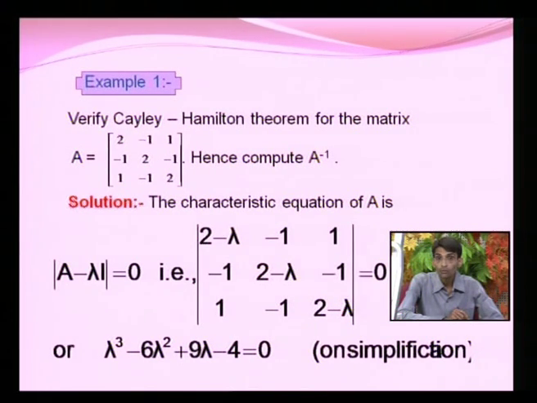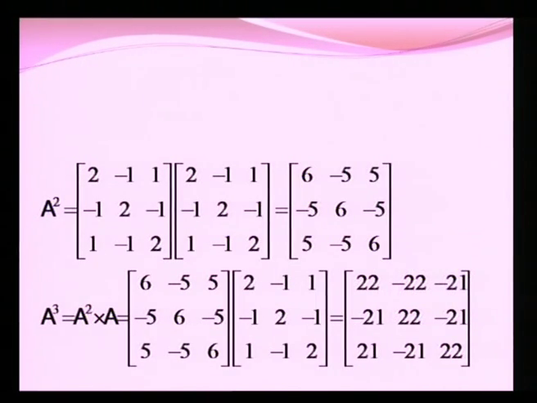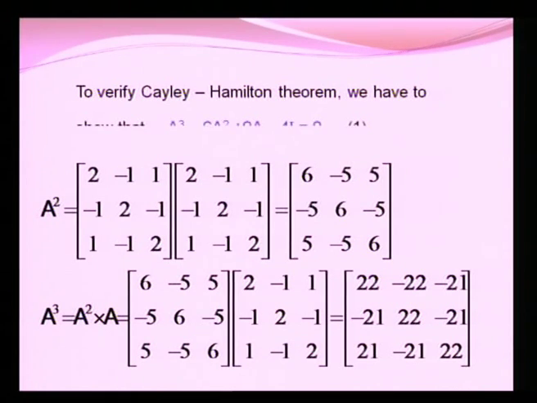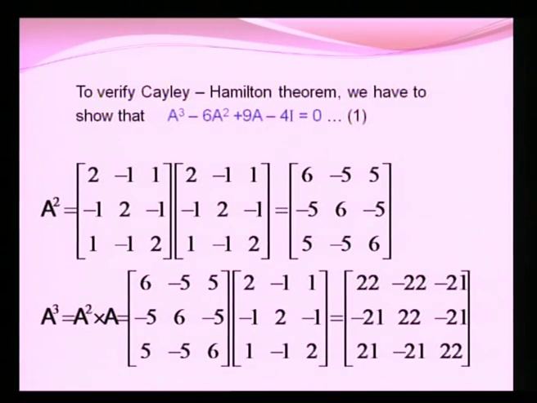So we need to prove that if we replace lambda by A here, then A cube minus 6A square plus 9A minus 4 is equal to 0. That we need to prove, right? So to verify the Cayley-Hamilton theorem we have to show that A cube minus 6A square plus 9A minus 4I is equal to 0.